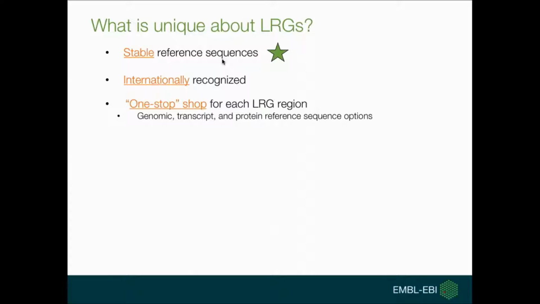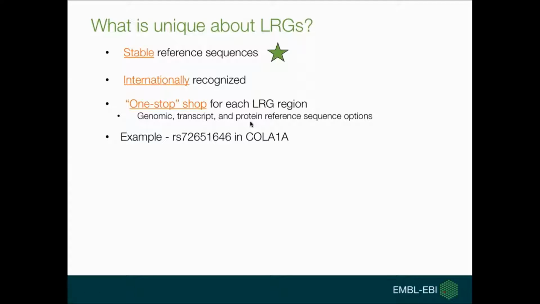Also, because the LRG project came as a result of a meeting of stakeholders, they were internationally recognized. Also, LRGs are said to be a one-stop shop for each LRG region, and that is because each LRG record includes reference sequences, either genomic DNA, transcripts, or proteins, so the user can determine whether they want to report their variant using genomic, transcript, or protein coordinates.